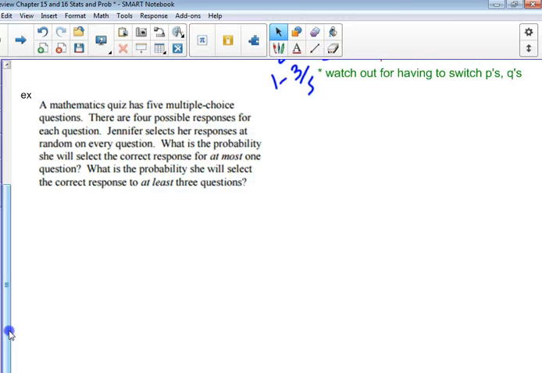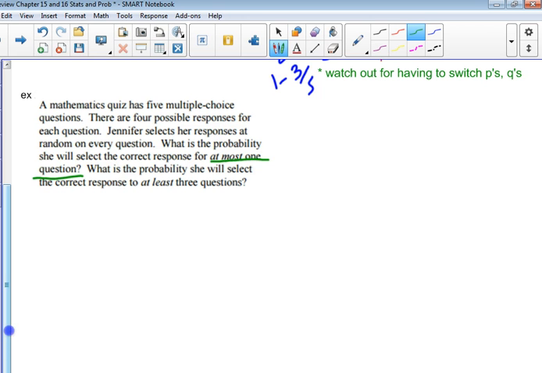Okay. So there's a math quiz given as 5 multiple choice questions. There are 4 possible responses for each question. Jennifer selects her responses at random on every question. There are 2 steps to this. The first one asks, what is the probability that she will select the correct response for at most 1 question? So let's handle just the first part of this. At most, at least, exactly: those are all keywords.